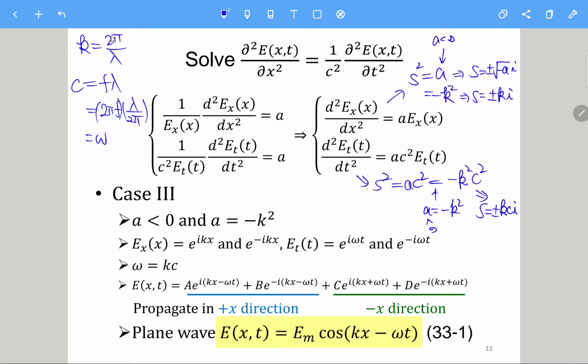And lambda over 2 pi, this is the inverse of 2 pi over lambda, so this is 1 over k. So c equals omega over k, which means that omega equals kc. Here we have kci, which means that s equals plus or minus omega i, or i omega. So here we have s equals i omega, so we have e^t equals exponential to i omega t, or e^t equals e to the minus i omega t, because we have these complex conjugate roots.